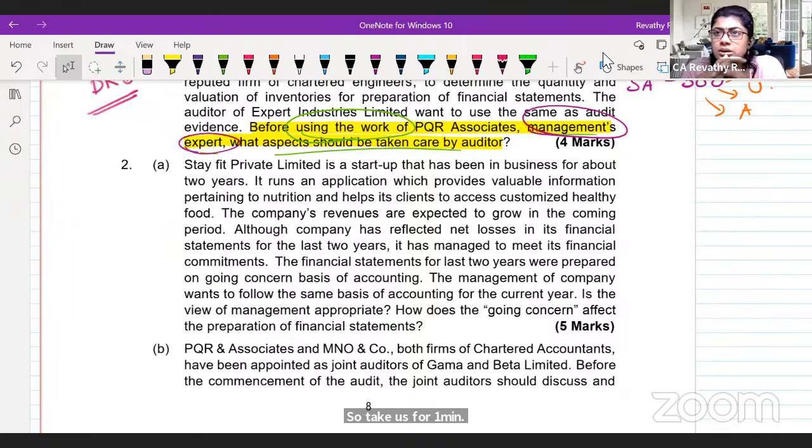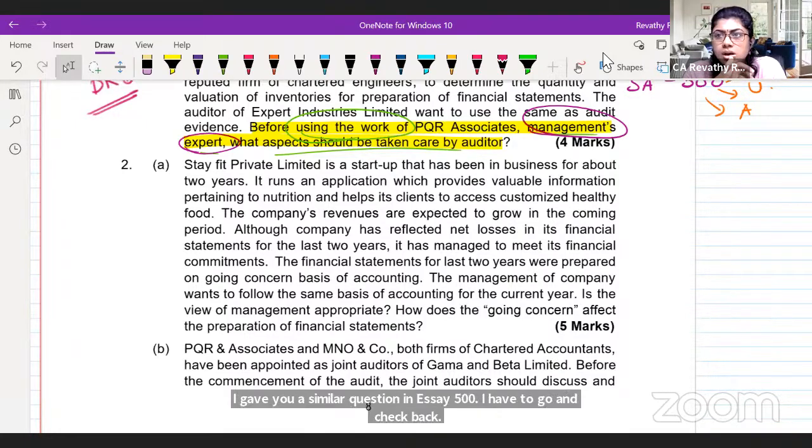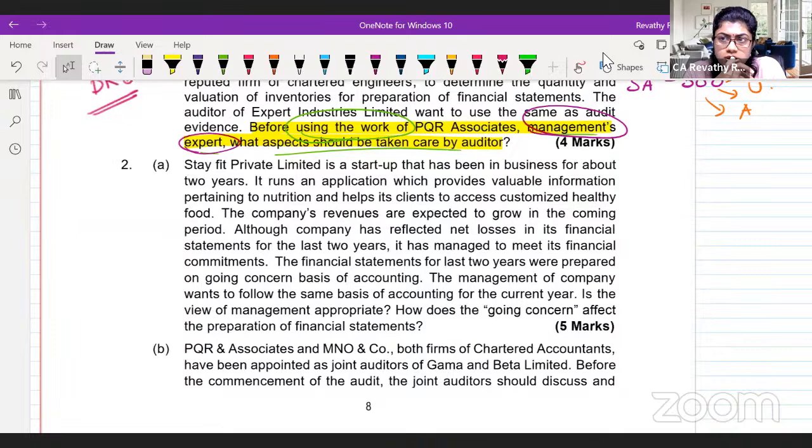Now, if you remember in the practice question of mentoring, I think I gave you a similar question in essay 500. I have to go and check back. Almost the same question.